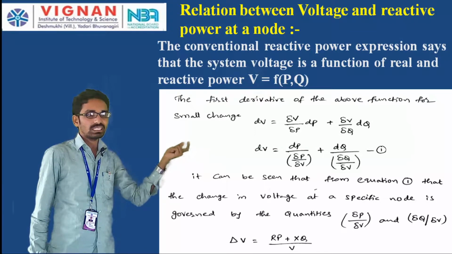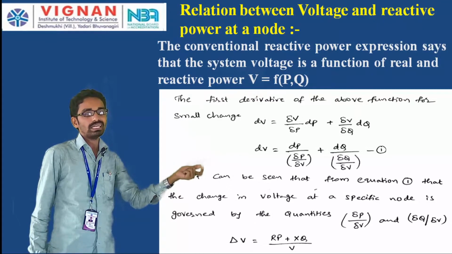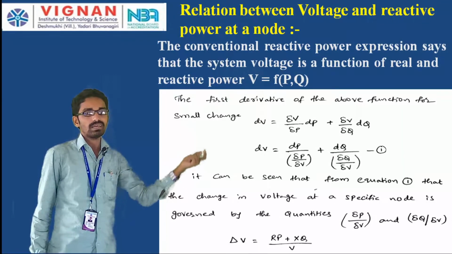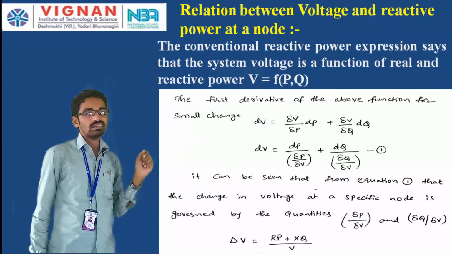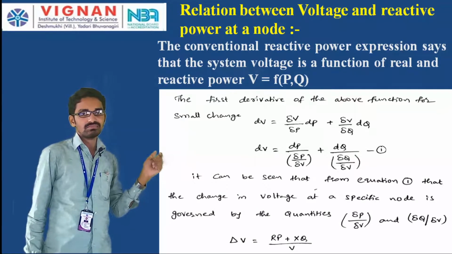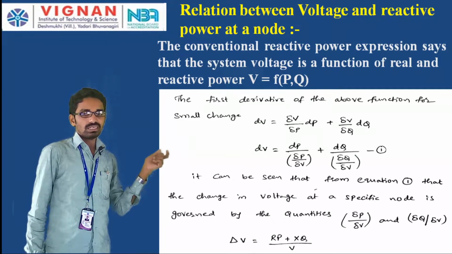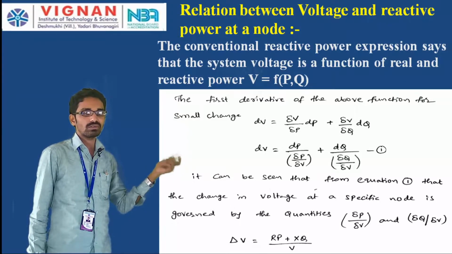Then you are going to get dV is equal to del P by del V times dP, plus del Q by del V times dQ. So, let us consider that as equation 1. From equation 1 it can be seen that the change in the voltage at a specific node is governed by the quantities.